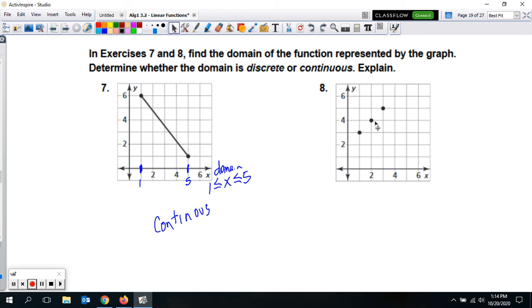Number 8, this one you can see, since there's separate points right there, it is discrete. And so the domain for this is just going to be those numbers on the x-axis, just these 3 numbers here, 1, 2, then 3. That's our domain. It's just 1, 2, and 3, just listed with those 3 numbers. So a discrete domain is always just going to be listed with just the numbers. Continuous is going to need some kind of inequality to describe the domain.